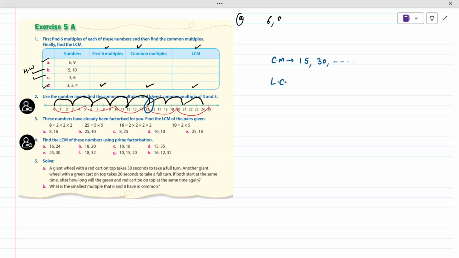And then the LCM, the least common multiple. From the list, the smallest number is 15. This is the least common multiple. Easy. I hope you have understood how we have done this.